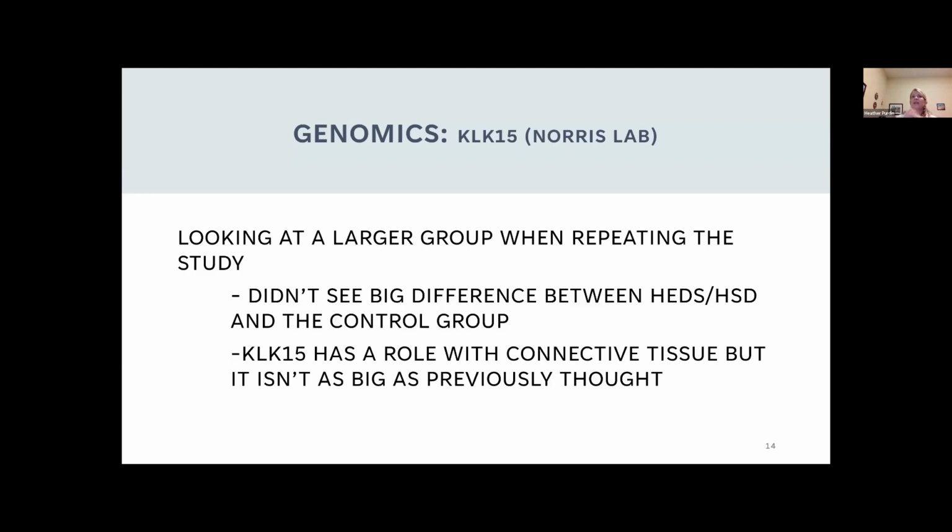And then they're thinking, yes, the KLK15 does have a role with connective tissue, so it's a direction that's worth pursuing, but maybe it's not as big as previously thought, and it's not going to be as big of an explanation. So what they're leading toward is that maybe KLK15 describes a small percent, and then some other gene describes another percent, and another gene, another, and another. There's going to be many, many, many, because there's so many different proteins that are involved in the processing of the connective tissue.